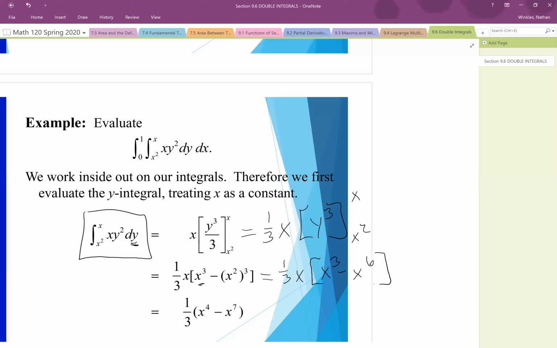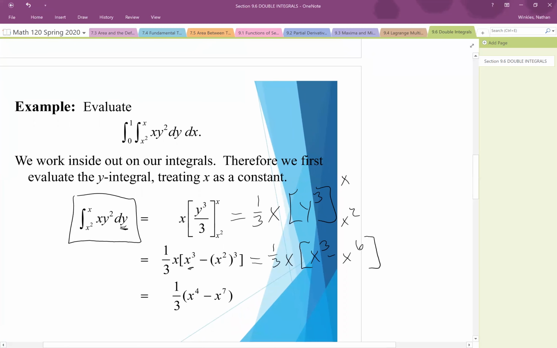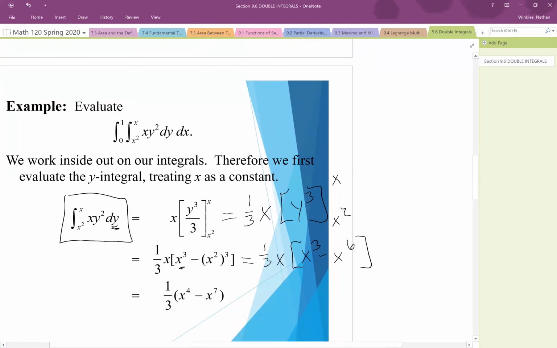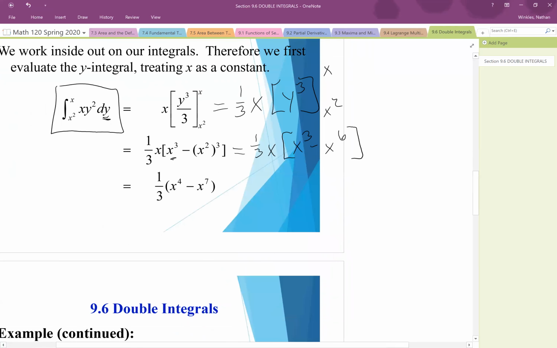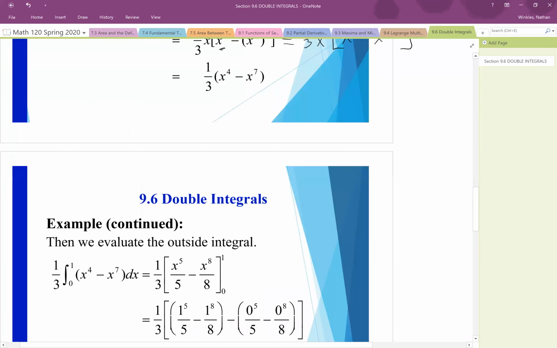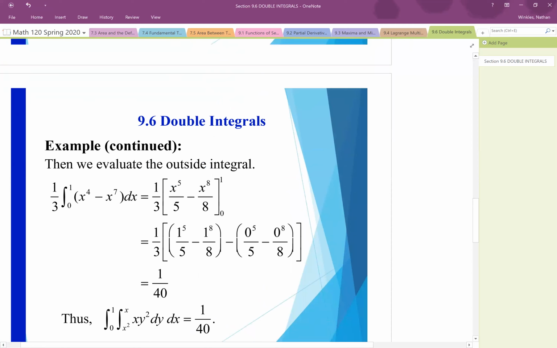So x times x cubed gives us x to the 4th, and in the next one, x times x to the 6th gives us x to the 7th. So that is if we just did the inside piece. We're not through with this problem yet. We've only done half of our problem. So now we need to take this new function, 1/3 times x to the 4th minus x to the 7th, and we need to integrate that from 0 to 1.